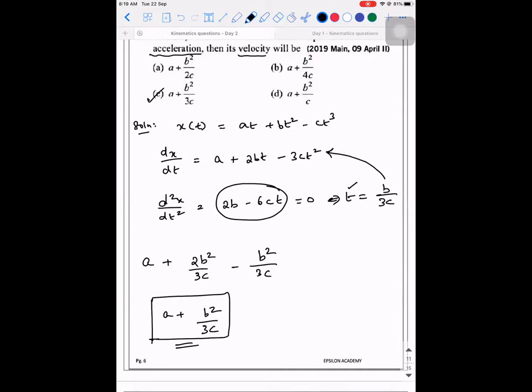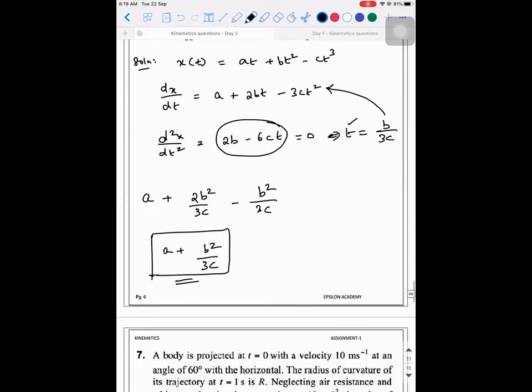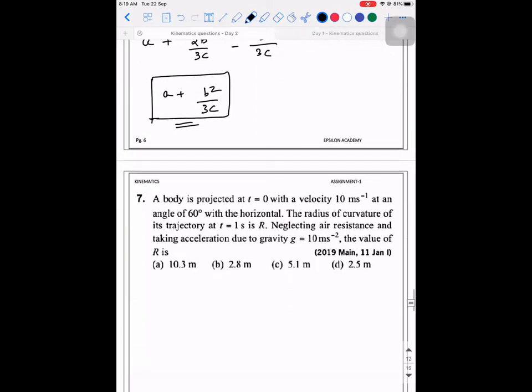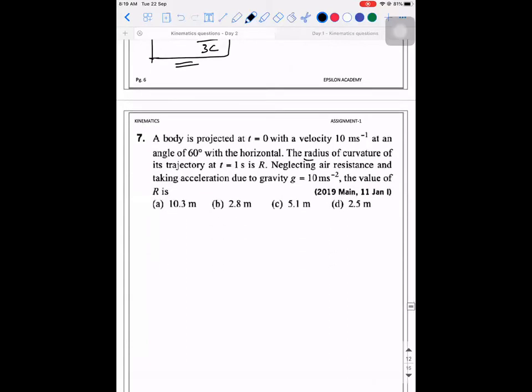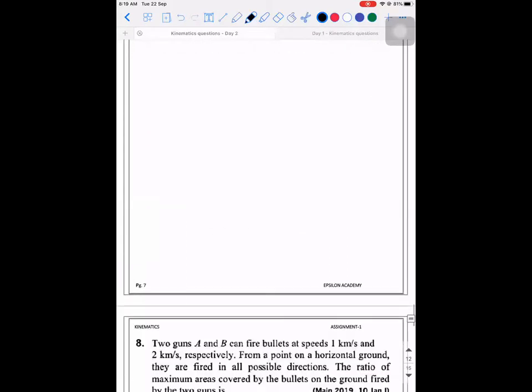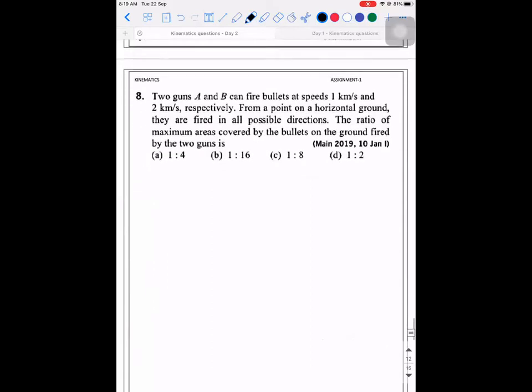Shall we move on to the next problem? Yes, sir. So the radius of curvature also I will explain it later. As of now, let's hold it. Now let's do 8-1.